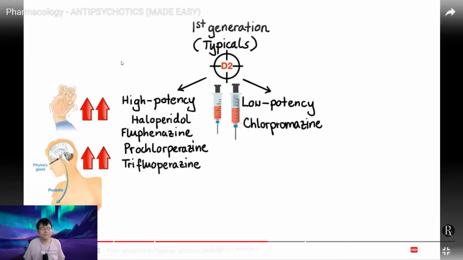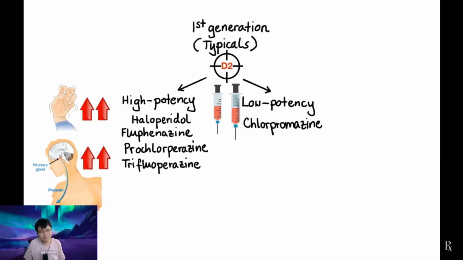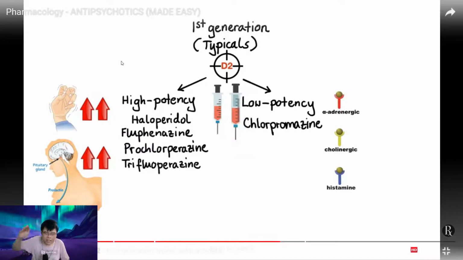Less selective low potency agents do not bind to D2 receptor as tightly as the high potency agents, and generally affect a range of other receptors, including alpha-adrenergic, cholinergic, and histamine receptors. Yeah. Don't let this make you think that high potency doesn't bind to these receptors. Okay, they do, but with lower affinity. So it is still possible to see the side effects related to the blocking of those receptors for the high potency ones. But you're going to see it a lot more with chlorpromazine. This can result in a variety of side effects.